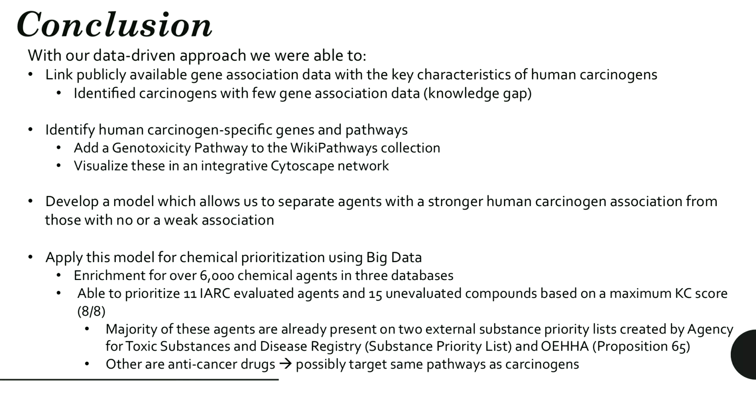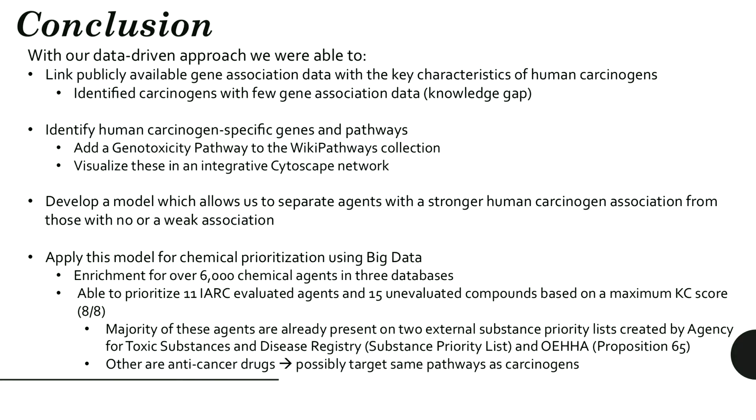So in conclusion, we can say that with our data-driven approach, we were able to link publicly available gene association data with the key characteristics of human carcinogens. We identified carcinogens with few gene association data, so we identified possible knowledge gaps. We were able to identify carcinogen-specific genes and pathways, and we added a genotoxicity pathway to the WikiPathways collection. And we were able to visualize these pathways and genes in a Cytoscape network. We were able to develop a model which allows us to separate agents with a stronger association with the human carcinogens from the ones that have a weak or no association. Then we were also able to use our approach or our model for big data validation in chemical prioritization.